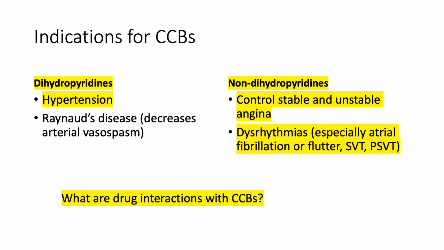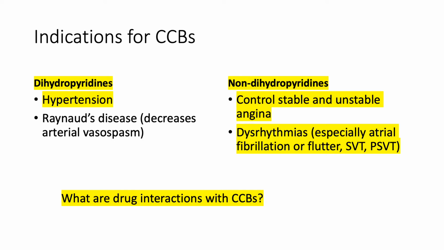The indications. The non-dihydropyridines are targeted towards the heart. So we're going to look at things related to the heart, either angina or some type of dysrhythmia. And it's usually a supraventricular dysrhythmia of some sort.